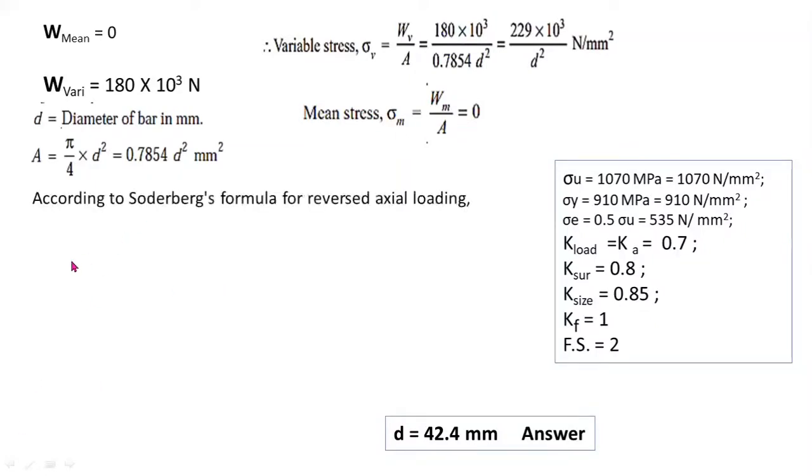Now, according to Soderberg or Goodman's formula, you can take any formula, and you can get the value of diameter d. This is our final answer. Now here I consider the Soderberg formula. You can also consider Goodman's equation to determine the value of d. Take any equation. Here 1 by Fs equals sigma m by sigma y plus sigma v by sigma e. Here Fs, factor of safety, equal to 2.